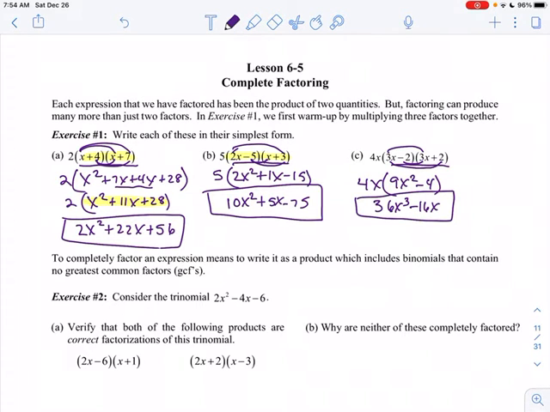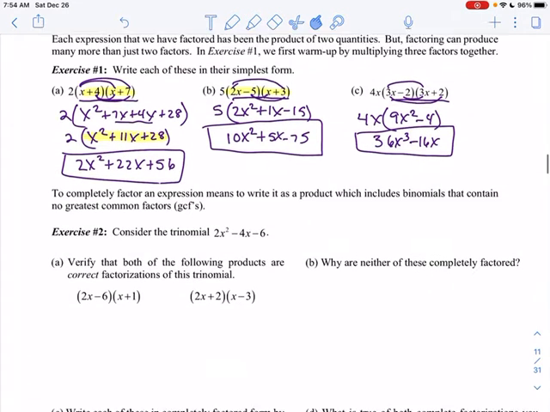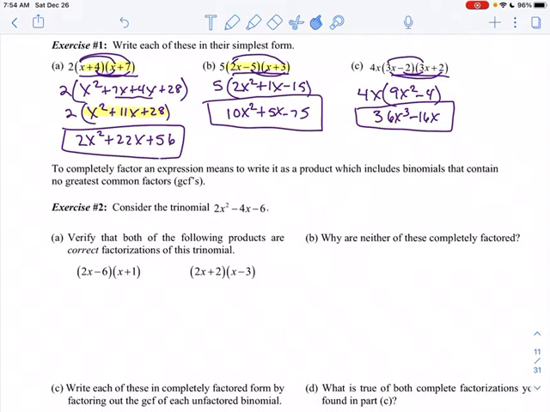So in a second, we're going to start with the answers that I just found and work our way backwards and factor out. So the first step that we're going to see in this factoring completely is that you're always going to look for a greatest common factor. So to completely factor an expression means to write it as a product which includes binomials that contain no greatest common factors, or GCFs. All right, so let's look at this trinomial that I have, 2x squared minus 4x minus 6. It's already been factored for us.